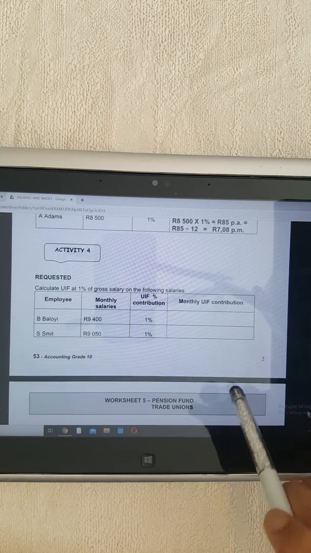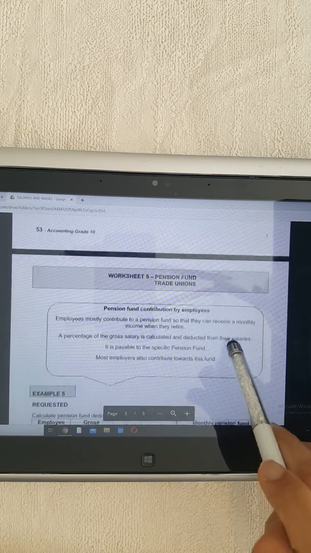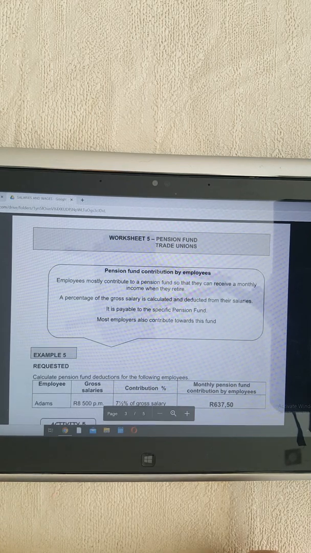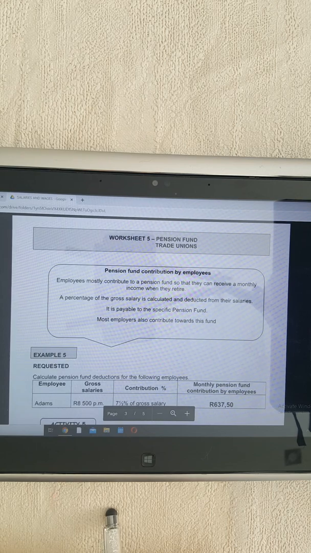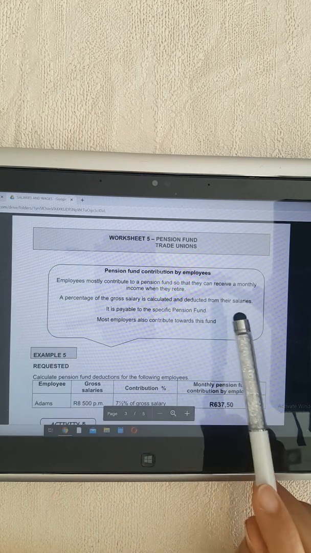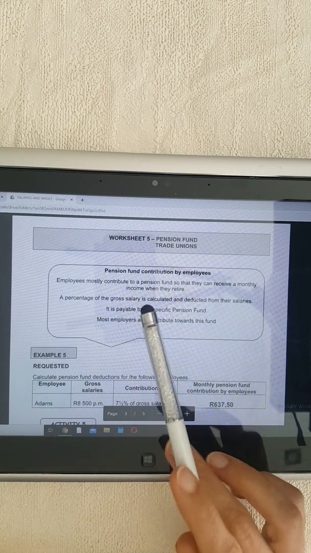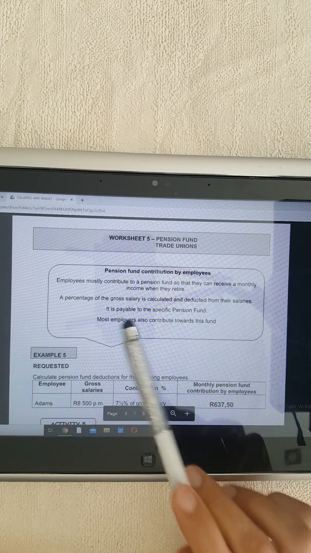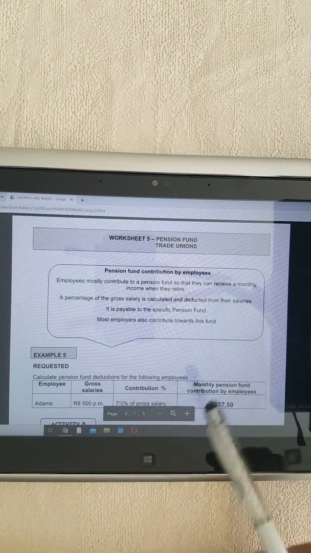Now we're doing pension fund. Okay, again, pension fund is like medical aid. It is not compulsory and it's calculated on the same basis, only there's no dependence. What is a pension fund contribution by employees? Employees mostly contribute to a pension fund so that they can receive a monthly income when they retire. A percentage of the gross salary is calculated and deducted from their salaries. It's payable to a pension fund, and most employers contribute towards this fund.